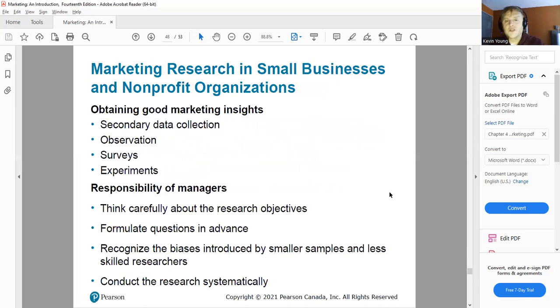So we have marketing research in small businesses and also nonprofit organizations. They wish to obtain good marketing insights. How do they do that? Well, they can get their secondary data collection. Again, secondary data already exists in the environment. They can also observe, they can do surveys, they can run experiments. The manager's responsibility would be to think very carefully about the research objectives, formulate questions in advance, recognize any biases that are introduced by smaller samples, and also conduct the research systematically.